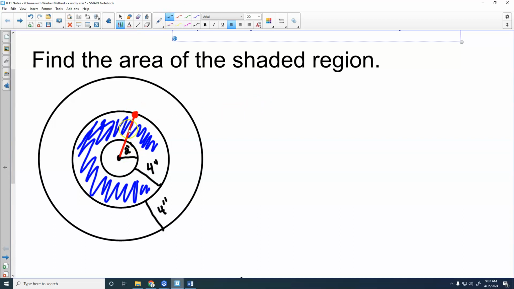That would just be 6, right? That would be a radius of 6. And then the inside circle has a radius of 2. So to find the area of that shaded region, we would do pi times 6 squared, area of the bigger circle, minus pi times 2 squared, area of the smaller circle, right?